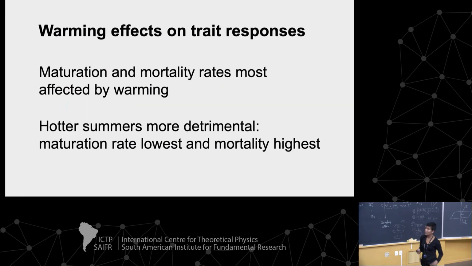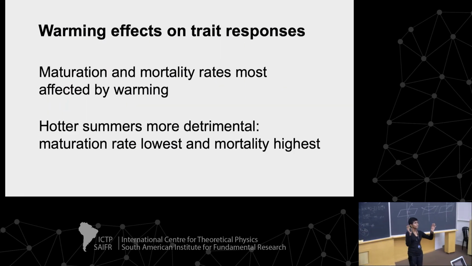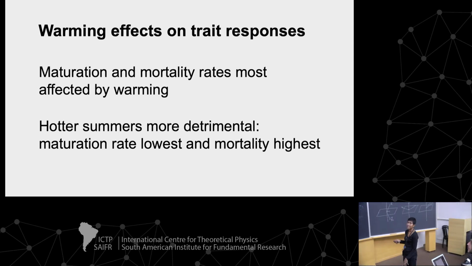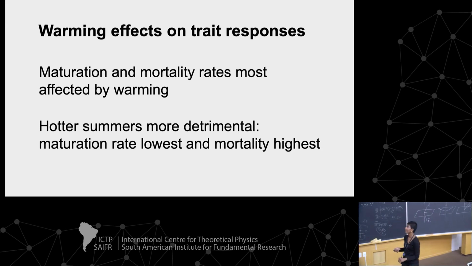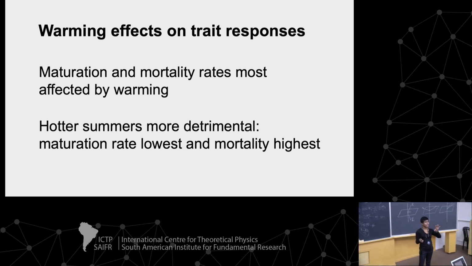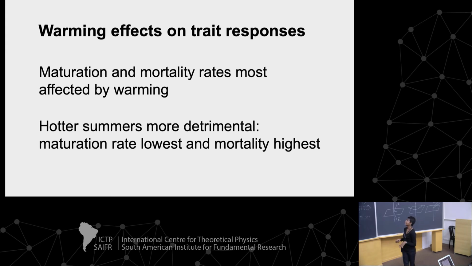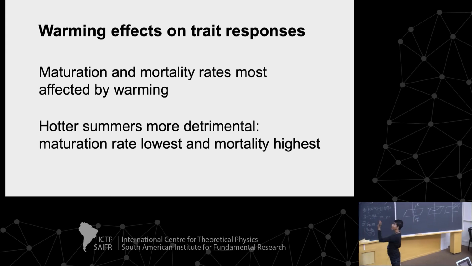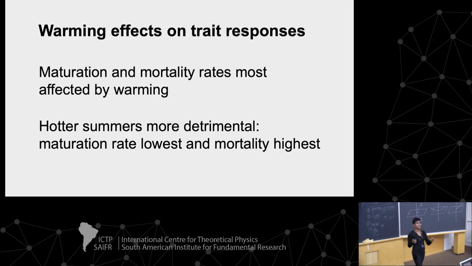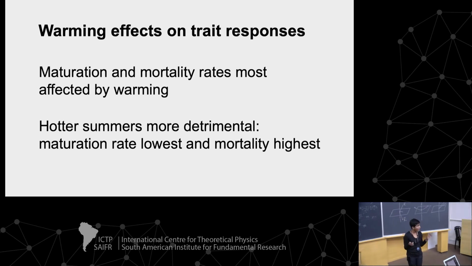So what we see then is just by looking at trait responses, we haven't done any mathematics yet, it's just looking at these trait responses and asking how they are affected by warming. What we see is that maturation and mortality rates are the traits most strongly affected by warming. And we also see that hotter summers appear to be more detrimental than warmer winters because the maturation rate reaches its lowest and the mortality reaches its highest under that warming scenario.